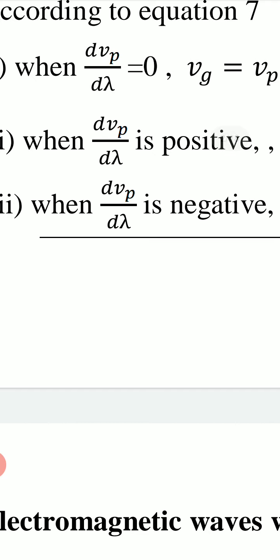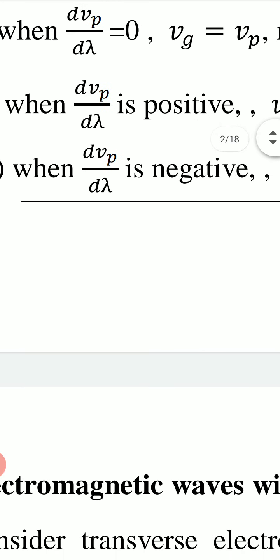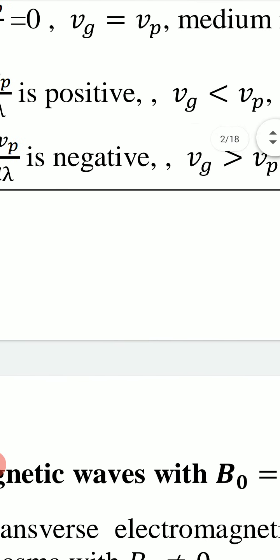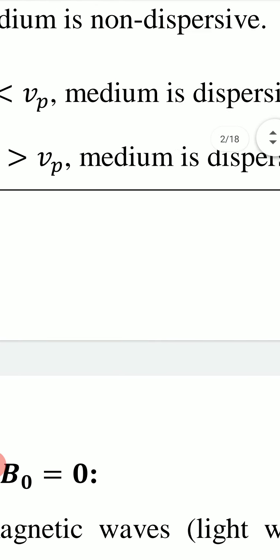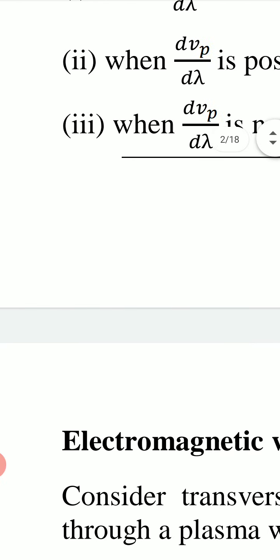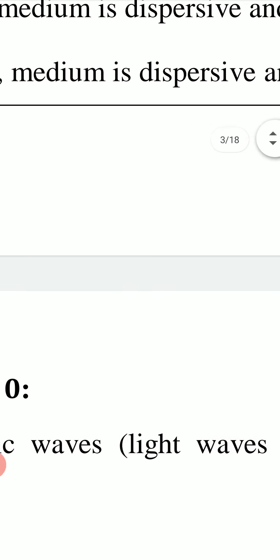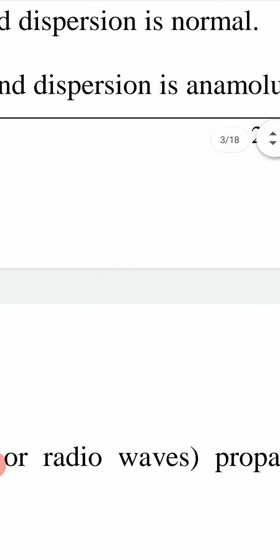So when dVp upon d lambda is 0, the medium is non-dispersive, and when dVp upon d lambda is not equal to 0, the medium is dispersive. There are two cases for a dispersive medium. When dVp upon d lambda is positive, Vg is less than Vp, the medium is dispersive and dispersion is normal. We call it normal dispersion. And when dVp upon d lambda is negative, Vg will be greater than Vp, the medium is dispersive and dispersion is anomalous.